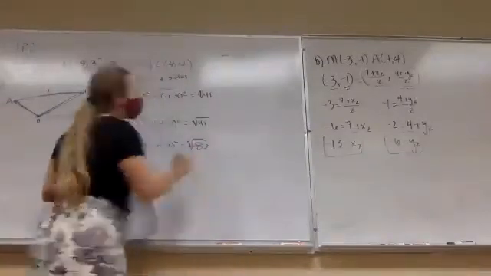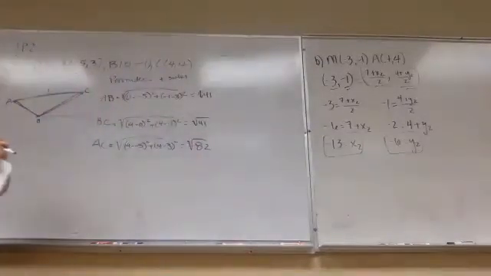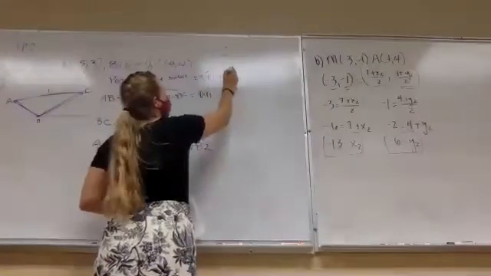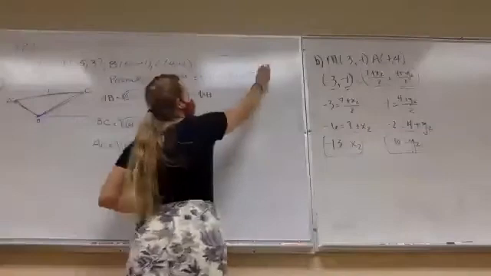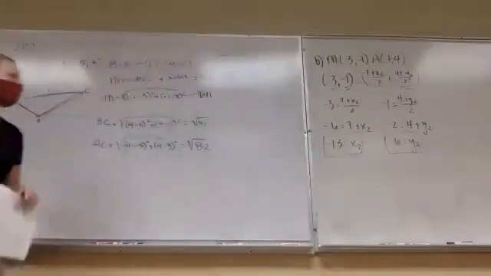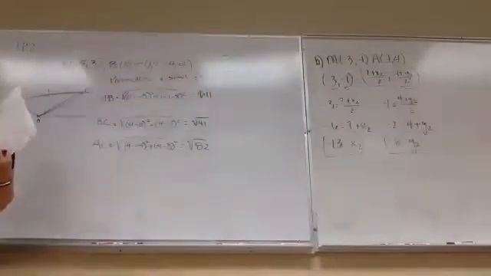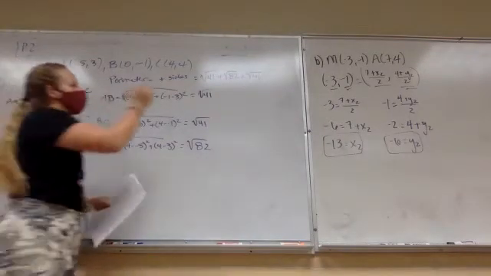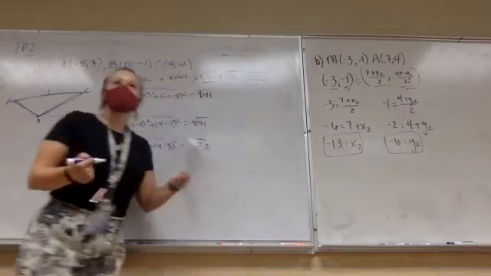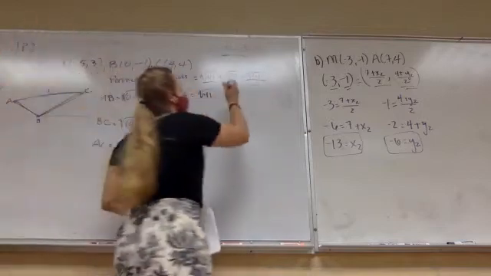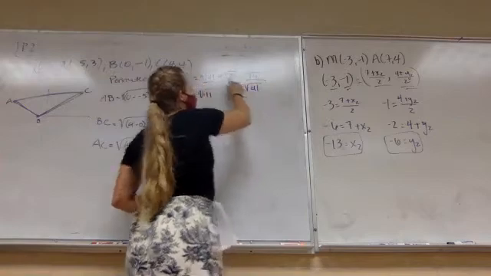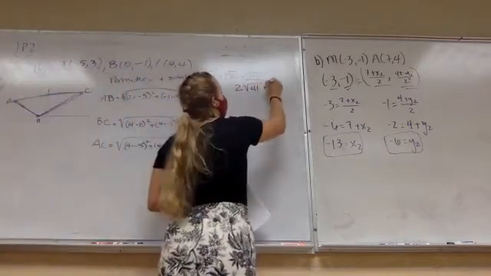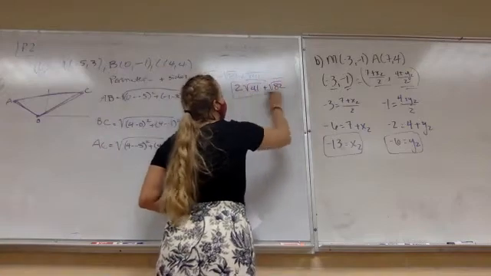Awesome. So if I'm going to do the perimeter, I'm just going to add them up. Root 41 plus root 82 plus root 41. Ooh, how do I do that? What can I combine? The 41s? Root 41 plus root 41 is 2 root 41. And can I add root 82 to that? No. Nope, not the same at all. This is it. That's the answer.